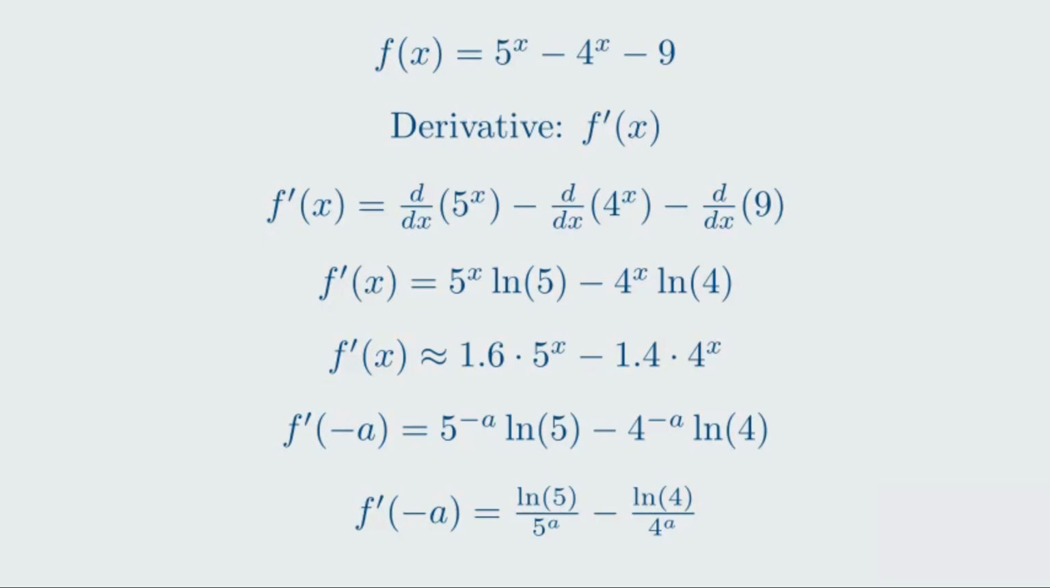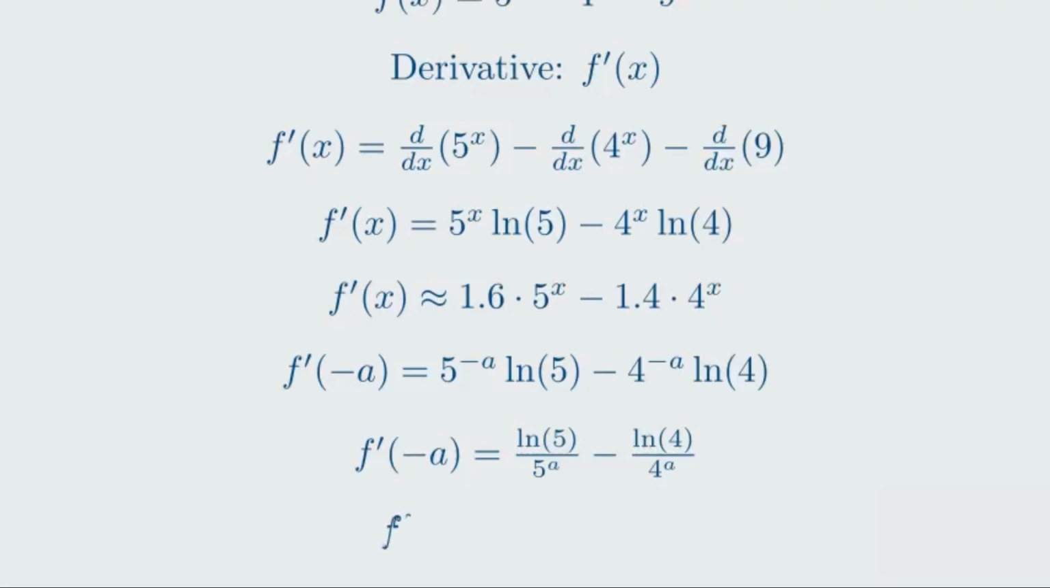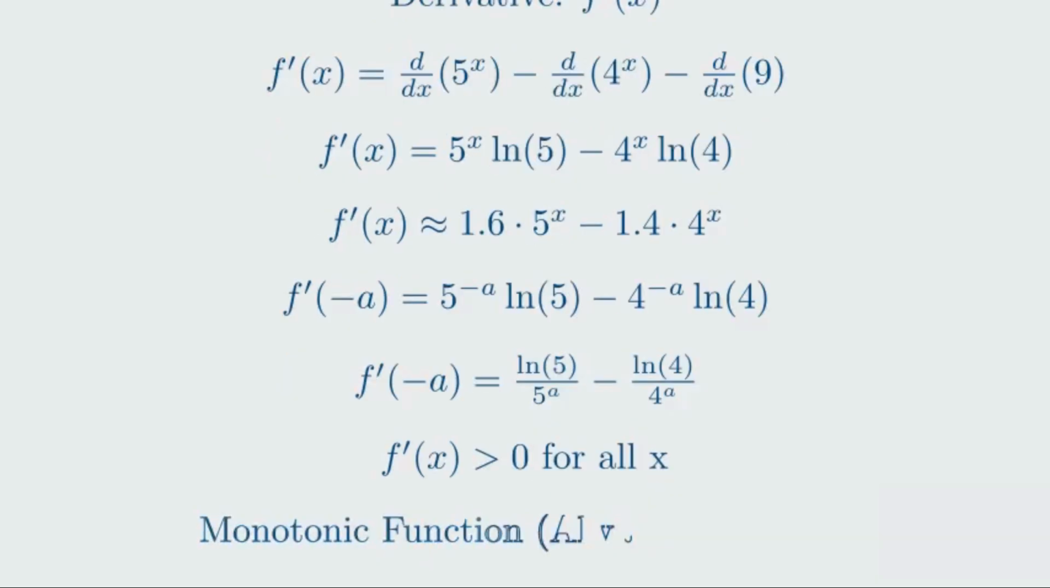This is a profound discovery. The derivative f prime of x is always positive, regardless of what x is. This means our function f of x is always increasing. A function that is always increasing is called monotonic. This monotonicity is our key.